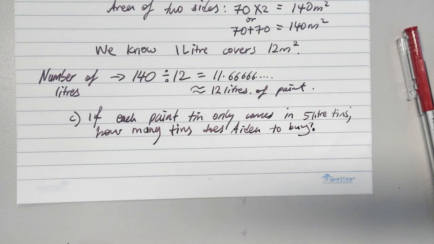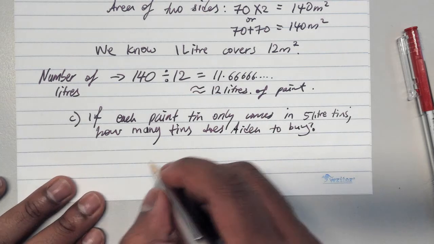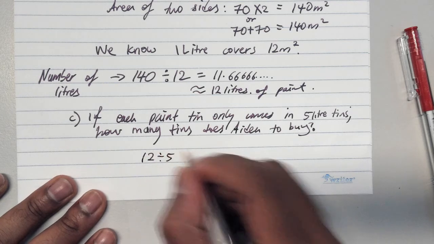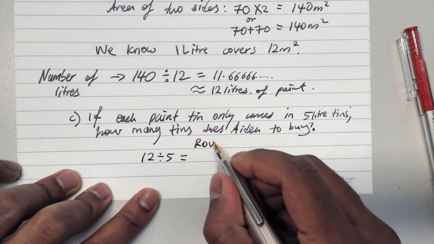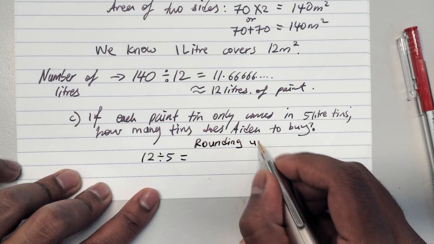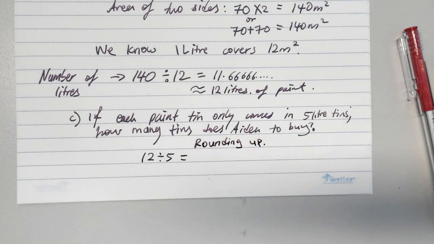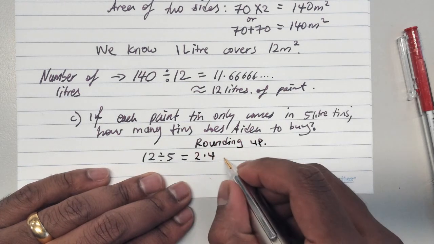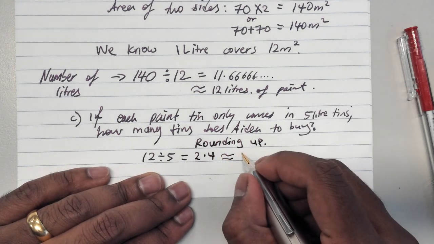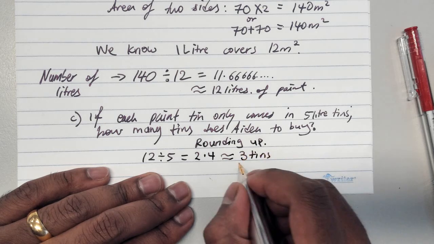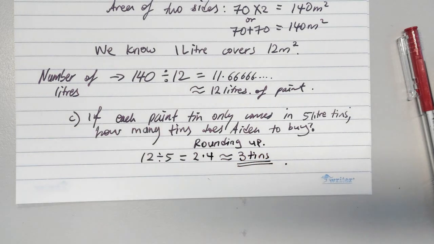What are you thinking? Let's see. If I buy 1, I get 5. If I buy 2, I get 10. If I buy 3, I get 15. But I need 12. So do I buy 10 or 15? I'm going to have to buy 15, yes. So the mathematical way of doing this is taking 12, dividing it by 5, and then rounding up. I have to round up because I can't buy less. 12 divided by 5 gives me 2.4, but I have to round up because otherwise I don't have enough. So 2.4 rounds up, it gives me 3 tins.